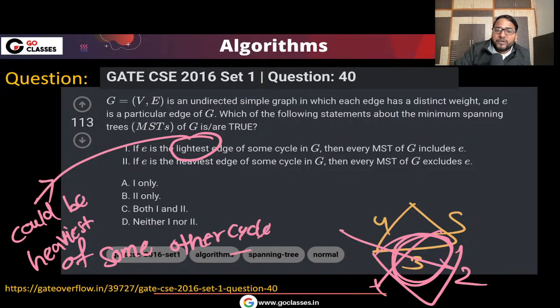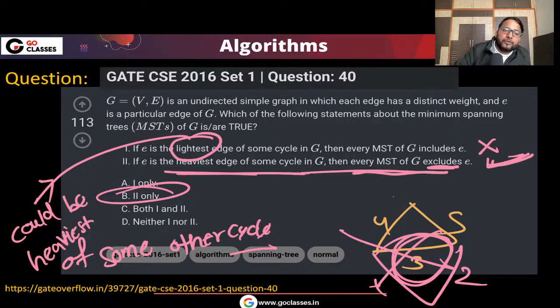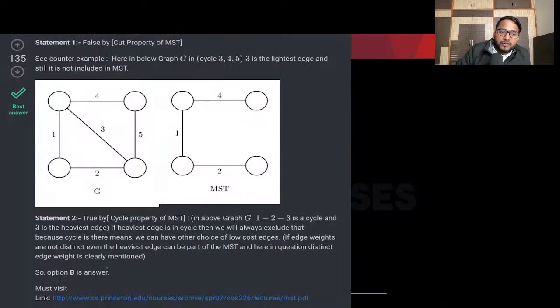If E is the heaviest edge of some cycle, then every MST must exclude it. Yes, that is true. So 1 is false, and 2 is true. That is why 2 only, B is the answer here. Okay. So B is the answer. Understood? This question was also very, very nice.